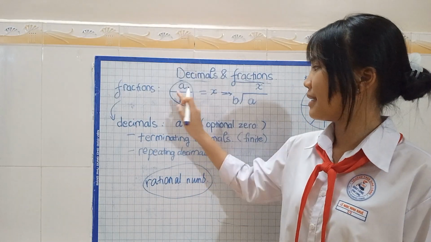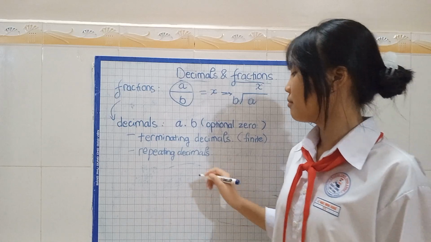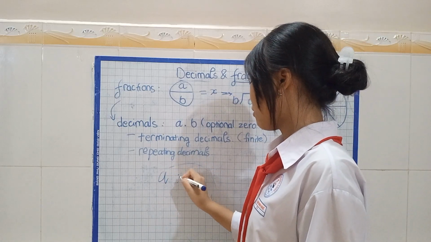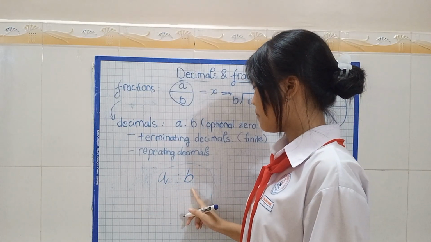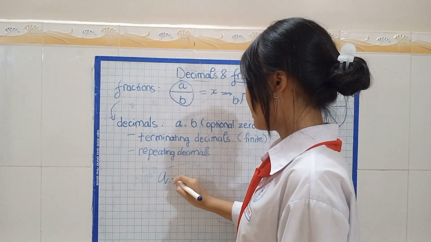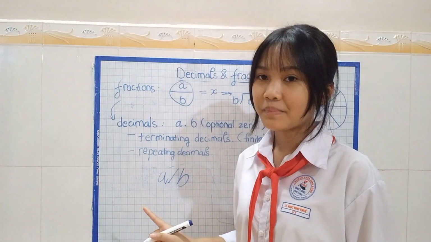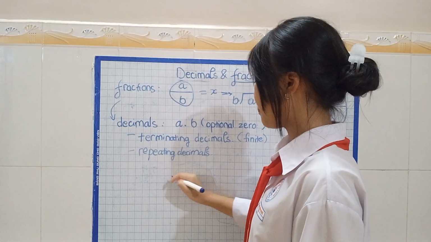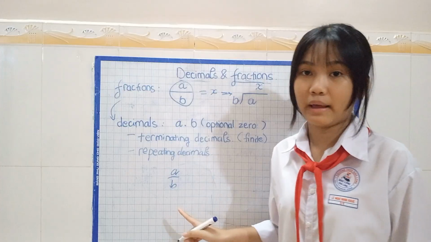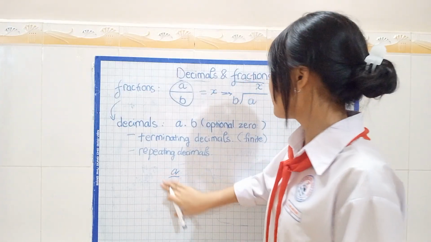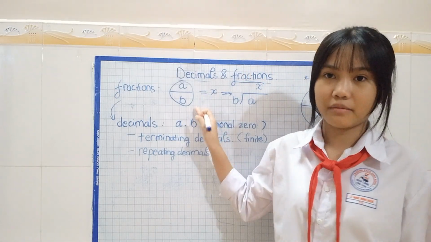A fraction is represented this way, and you could represent it in a lot of other ways. For example, you could represent it as a ratio, A divided by B, or A ratio to B. Secondly, you could present it as A slash B. Or you could say A over B, which is the most common way that we see in mathematics. And so I'm going to be using this throughout the video.